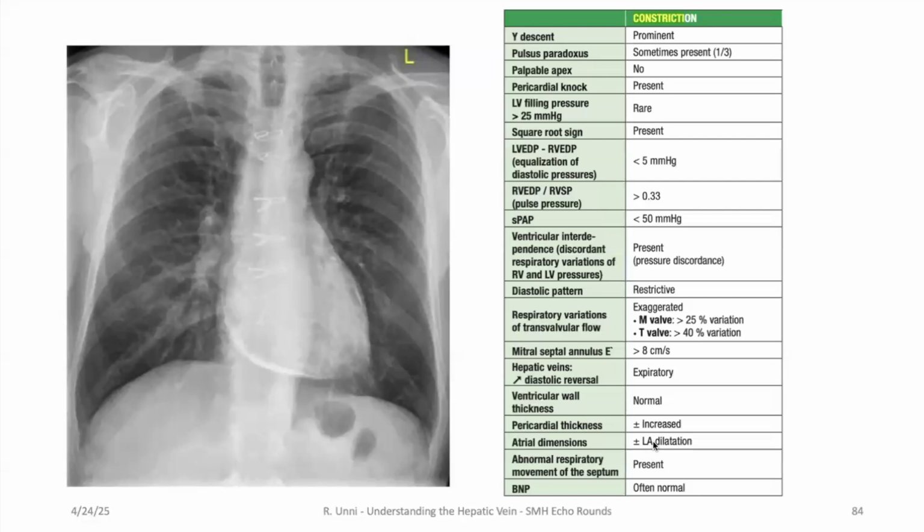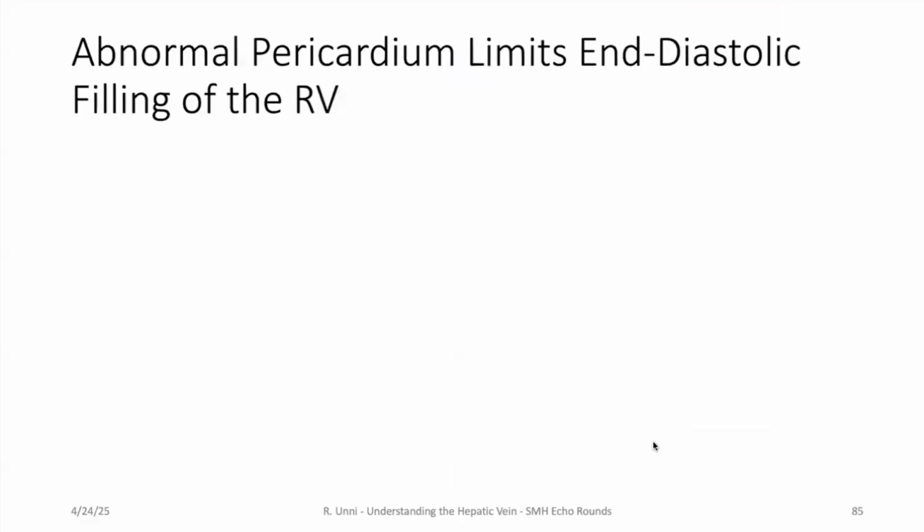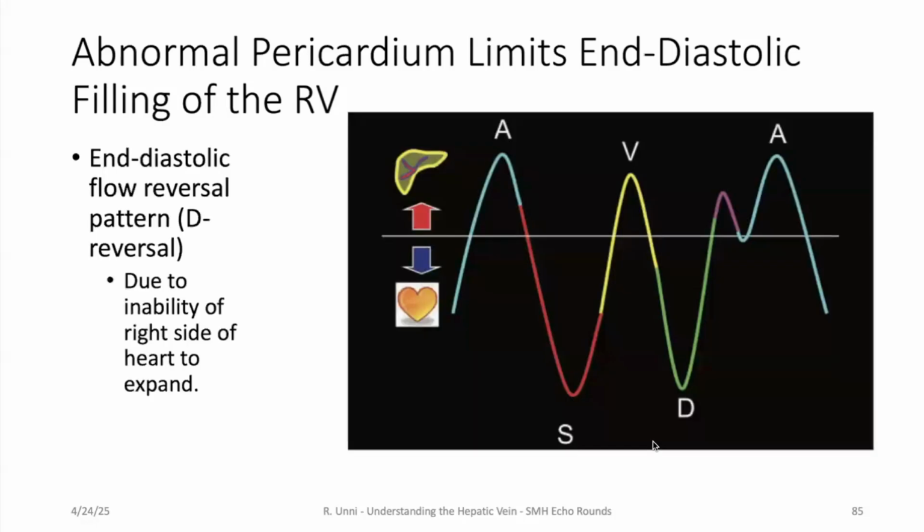Principle number one, when trying to understand the hepatic vein in constriction, is that you have an abnormal pericardium that limits end diastolic filling of the RV. In constriction, these patients often have normal RVs. So the RV has great systole, it's able to move your annulus down, you get a nice S wave, it's able to eject blood well. As it starts to relax, the RV pressure drops nicely, the RV is expanding with blood, and then wham, the RV hits this thick, hard pericardium. It can't expand anymore. It's the end diastolic filling that's reversed.